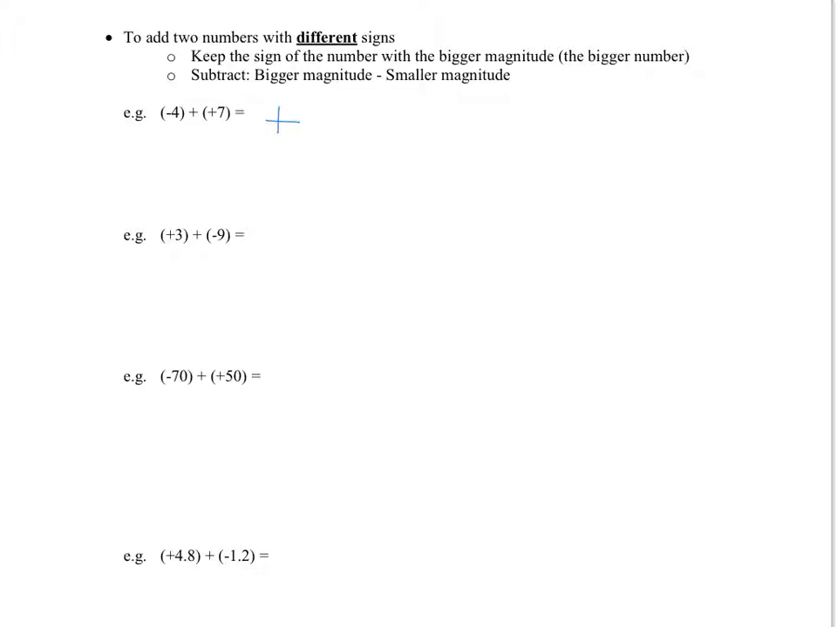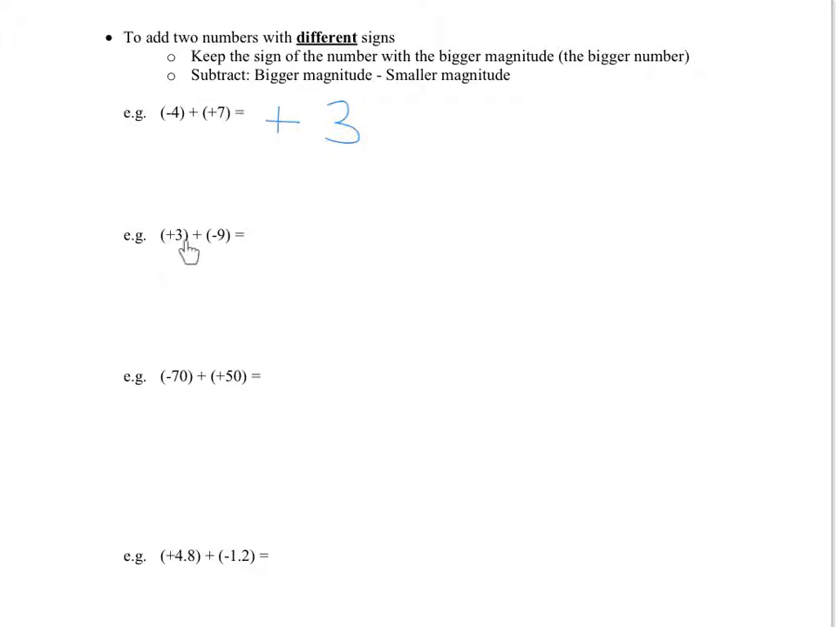And then that's figuring out your sign, and then you actually have to subtract. You take the bigger number, or the bigger magnitude, and subtract the smaller magnitude. So 7 is bigger than 4, so 7 minus 4 gives us 3. Okay? Again, here we have positive and negative, so they're different signs.